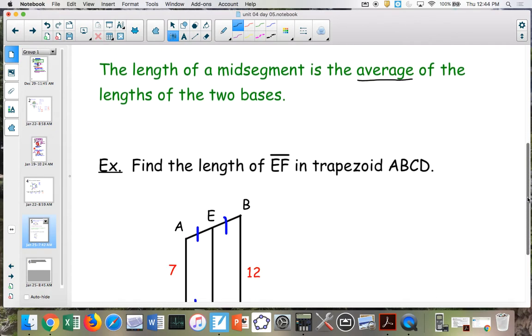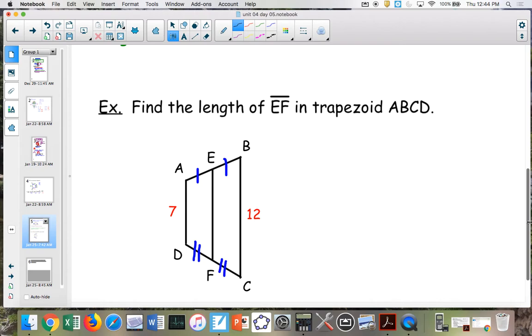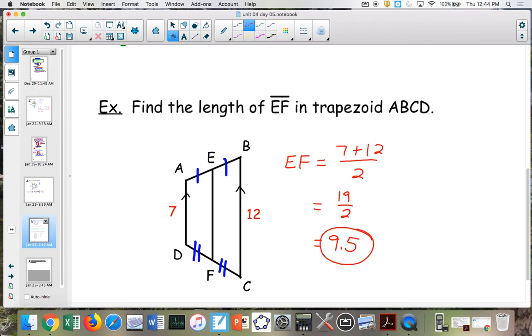So let's look at a specific example. Find the length of midsegment EF in this trapezoid. So those are your parallel sides, those are your bases. E and F are midpoints of the legs, so segment EF is a midsegment. So to calculate the length of that, I'm just going to add the two bases together and divide by 2. So I know the length of EF is 9.5.